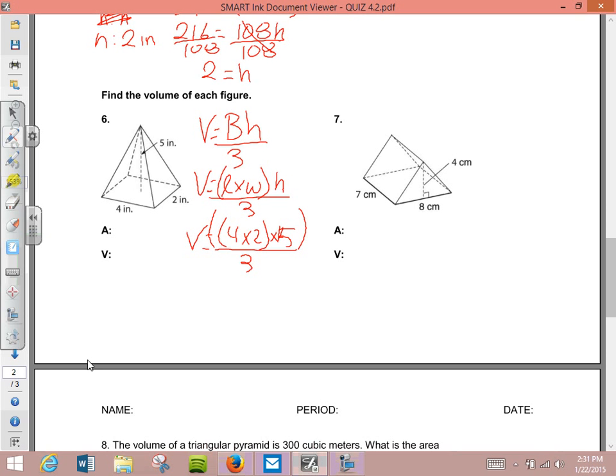Go. I know the area is 4 times 2. That's easy. That's just 8 square inches. Put it on the calculator. What is it?